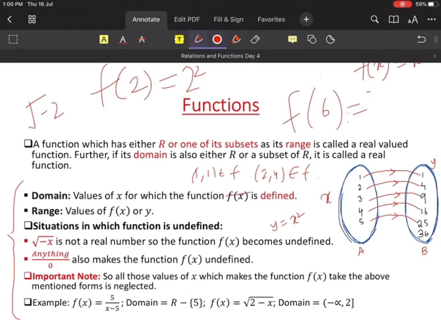But I already told you what? In functions, I will have real numbers or subsets of real numbers. Am I clear? But if it is something other than real numbers, then I will say what? Undefined. Understood? So root of minus x is not a real number, so the function becomes undefined. Clear? So whenever I see root of minus something, I will say the function is undefined. Now let's move on to this one.